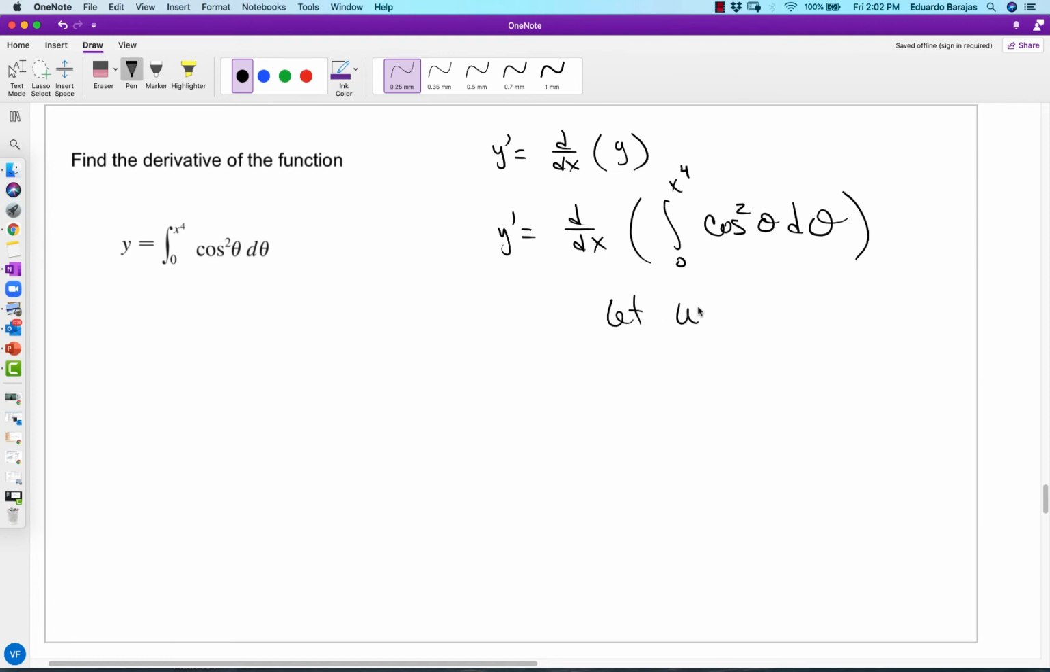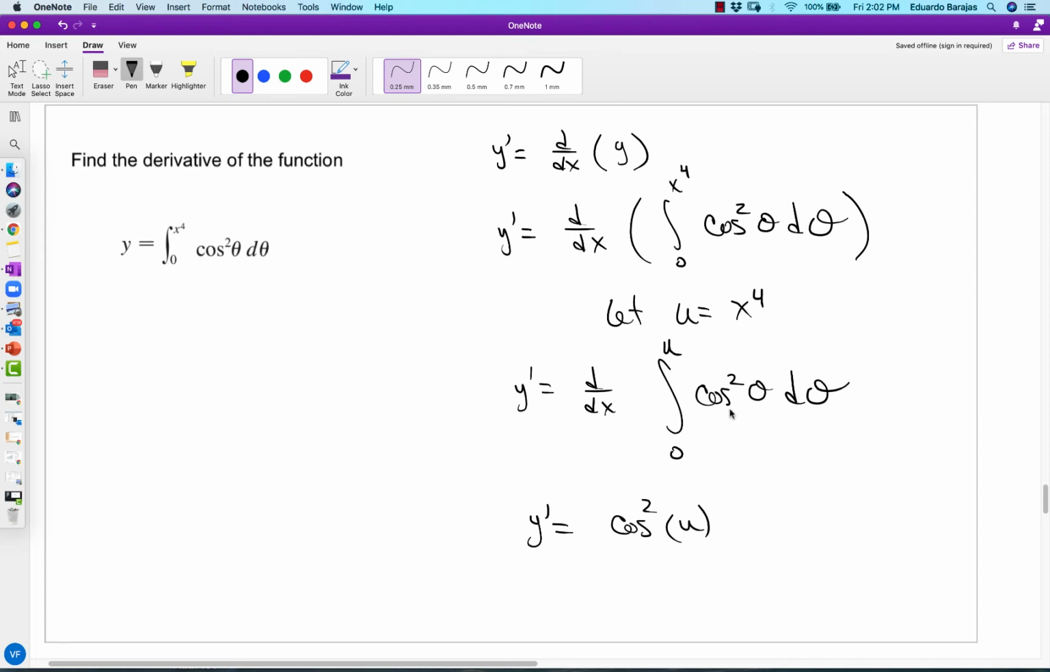So let's let u equal x to the power of 4. So I'll have y prime equals d dx of the integral from 0 to u of cosine squared theta d theta. And of course, thanks to the chain rule, what we're going to have is as follows. The y prime is going to be equal to cosine squared u, right? That's the fundamental theorem of calculus, part 1 tells us that this is going to be equal to that.